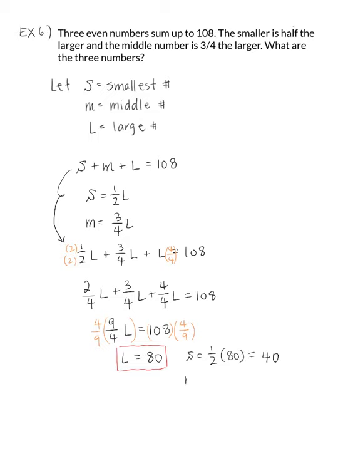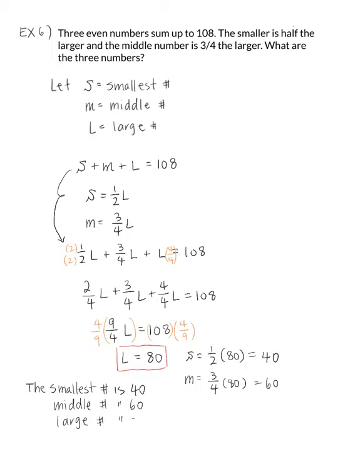And then the middle number is 3/4 of the largest, which is 80. So this is going to be 60. Yay, so this wasn't that bad compared to last example. All right, so now let's word this out. So the smallest number is 40. The middle number is 60. And the largest number is 80. And we're done. Not too bad, right?